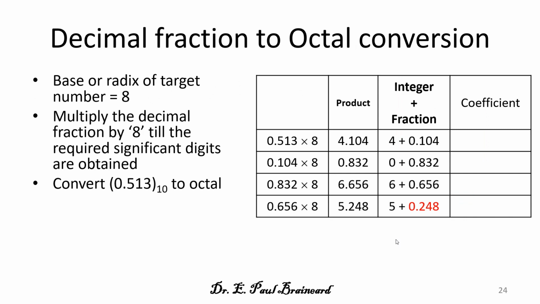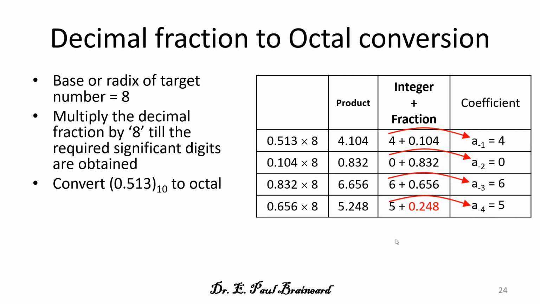Let's convert decimal number 0.513 to octal. Multiply with the target base, which is 8 here, till the fraction becomes 0. Else terminate after a few fractional digits depending upon the accuracy required. So 0.513 is multiplied with 8. Integer is 4 and the fraction is 0.104. Therefore, the coefficient a minus 1 is 4. Continue. Stopping after 4 steps because it is not yielding 0.